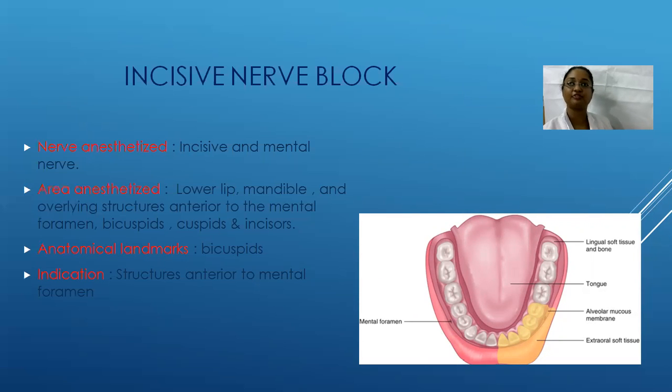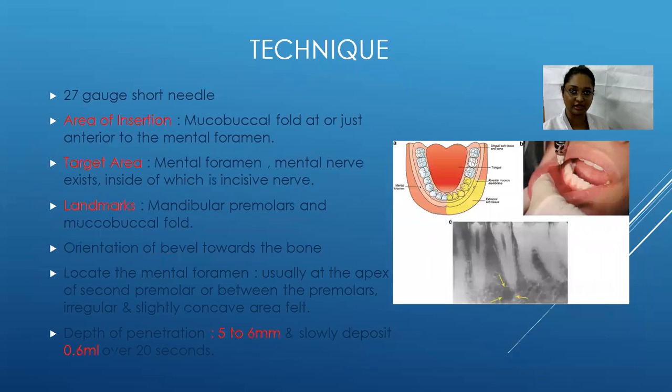Usually, you have to identify the mental foramen, which is usually located between the bicuspids, and it is indicated in cases involving structures anterior to the mental foramen. A 27 gauge short needle is recommended. The area of insertion is the mucobuccal fold anterior to the mental foramen. The target area is the mental foramen, where the mental nerve exits and the incisive nerve is there. The landmarks are the mandibular premolars and mucobuccal fold, and the depth of penetration of the needle is about 5 to 6 millimeters, and 0.6 ml of local anesthesia is slowly deposited over 20 seconds.